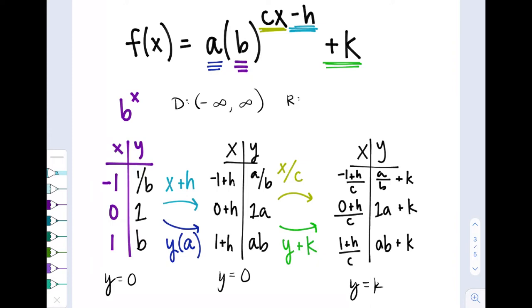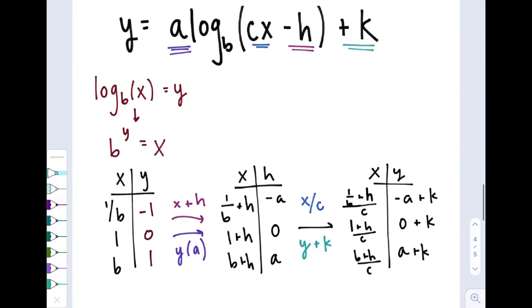your asymptote, if it was reflected or not. So if it was vertically reflected, then it's going to be going down forever, so it'll be negative infinity to your asymptote. If it wasn't reflected, if it's going up forever, then it's just going to be your asymptote to infinity, right? Because the lowest it goes is the asymptote, and then it goes up forever.